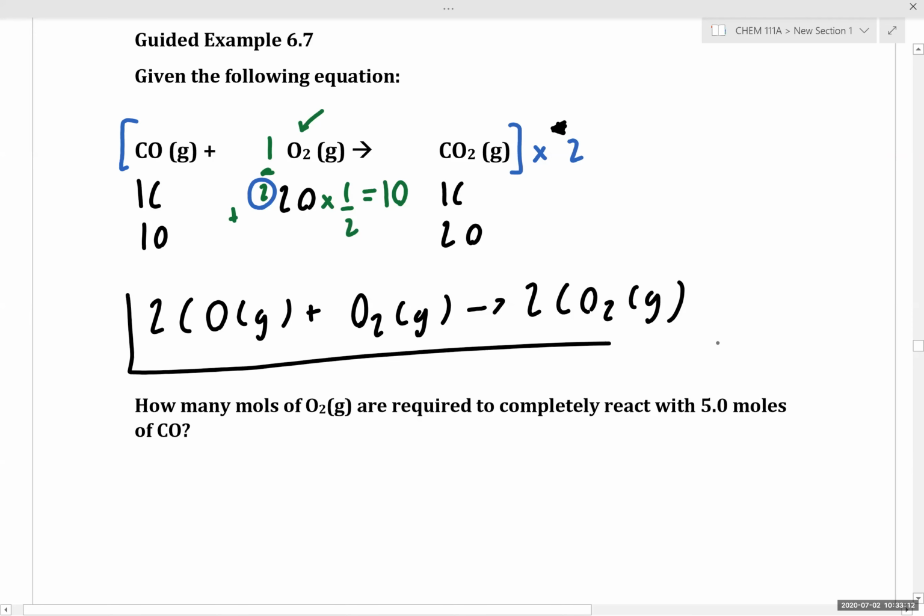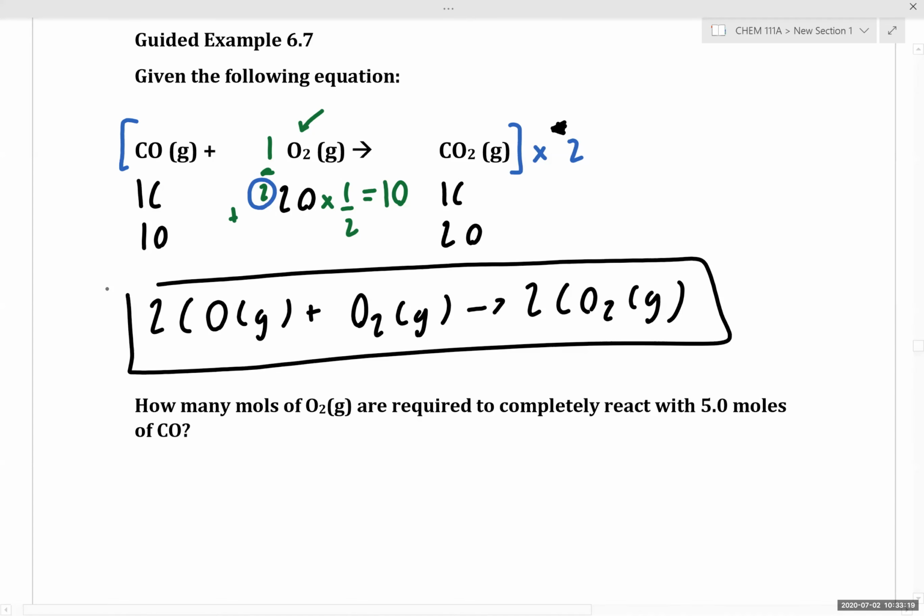So now that we have a balanced equation, we can actually proceed with this problem. Notice, it seems like a very subtle, easy thing to do. Just, oh, the equation's balanced, let's balance it. But the act of just being attentive to whether or not your equation's balanced is critical in this chapter.